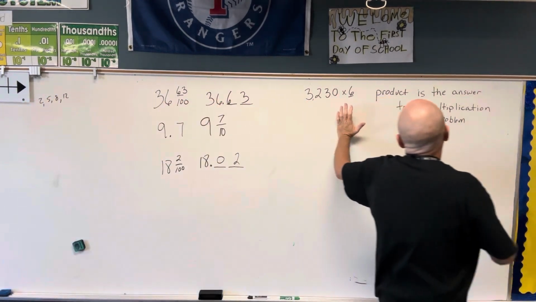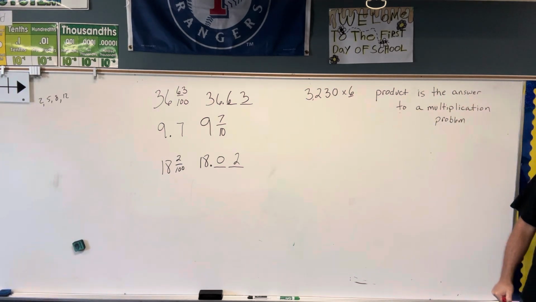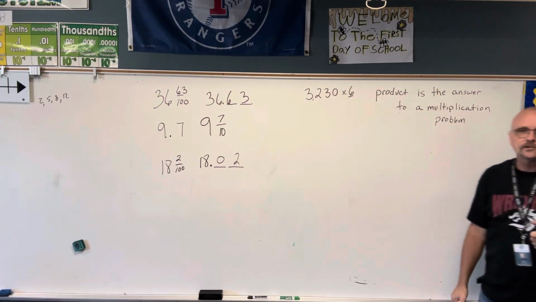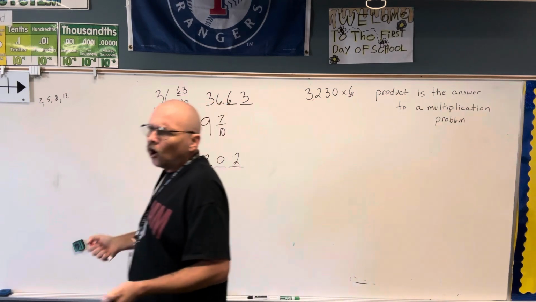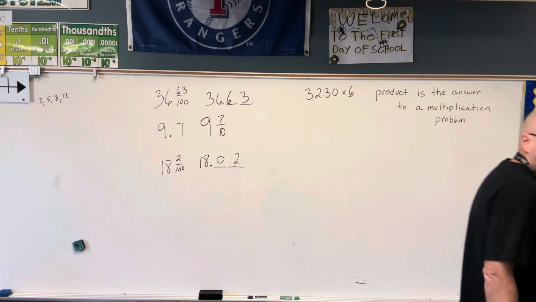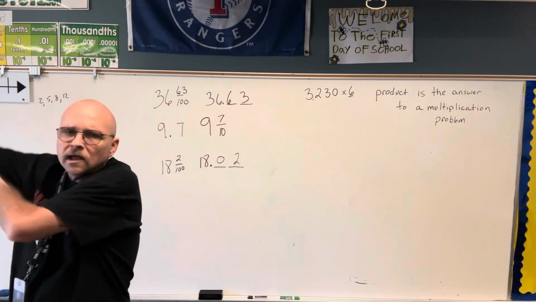The next one we have, what is the product of 3,230 and 6? Well, I reminded you because I know you all knew it. The product is the answer to a multiplication problem. And we all know, before we do the problem, you have written an estimate on your paper and explained to me how you got it. So I'm going to call on somebody. So let's go.